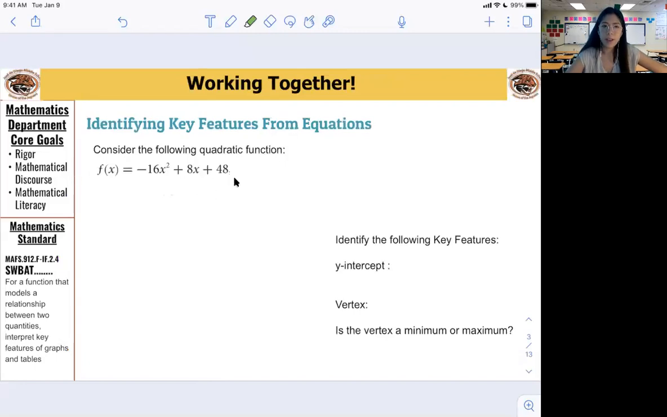So first of all, anytime you see an equation, we're going to identify what form it's in and what we already know. So what form is this in? Standard. Standard form, good.